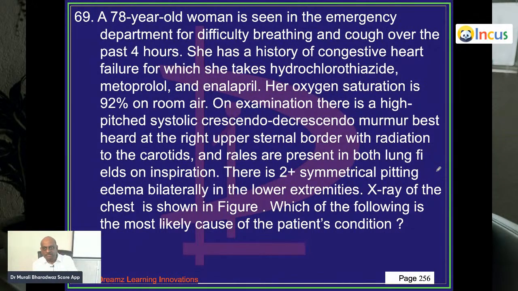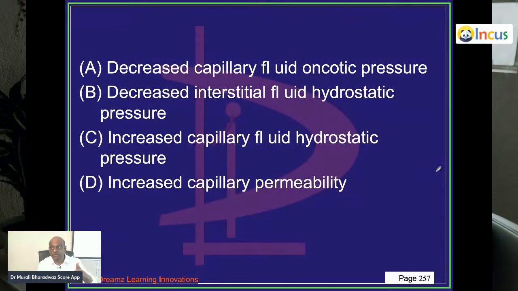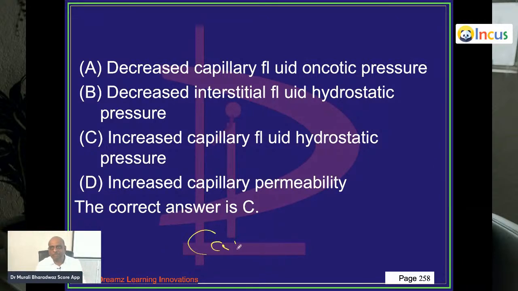Mid-diastolic murmur is in mitral stenosis. Early diastolic murmur is in aortic regurgitation. Austin Flint murmur is in aortic regurgitation. And systolic murmur, crescendo-decrescendo, is a feature of aortic stenosis. So what this person is suffering from is aortic stenosis, who developed pulmonary edema. And that is because of cardiogenic pulmonary edema.